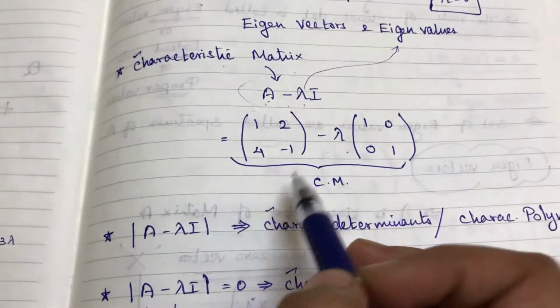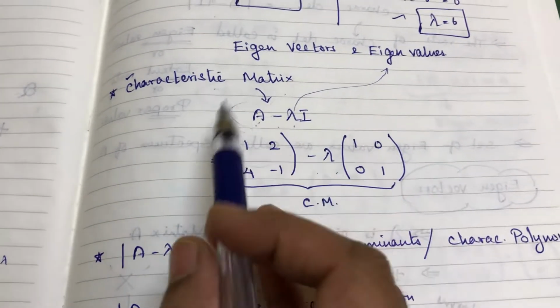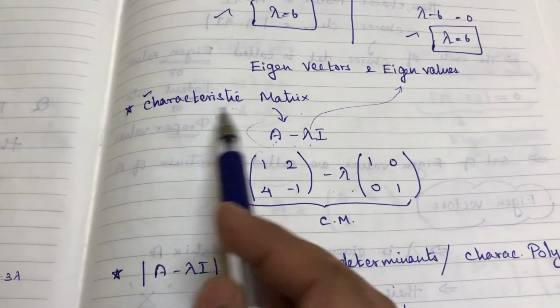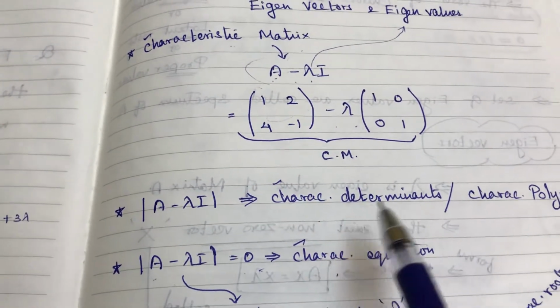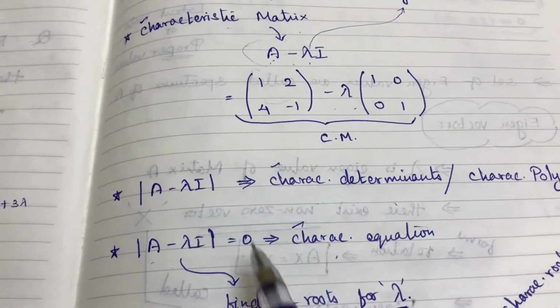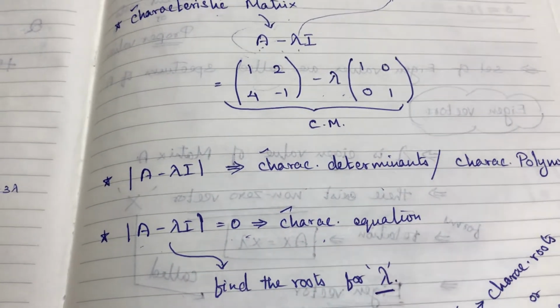Just remember this. It is somewhat like a matrix: if we solve it, we get a matrix. So for the characteristic matrix, taking the determinant gives the characteristic determinant. If we equate it to 0, it becomes like an equation. So characteristic equation, that's it.